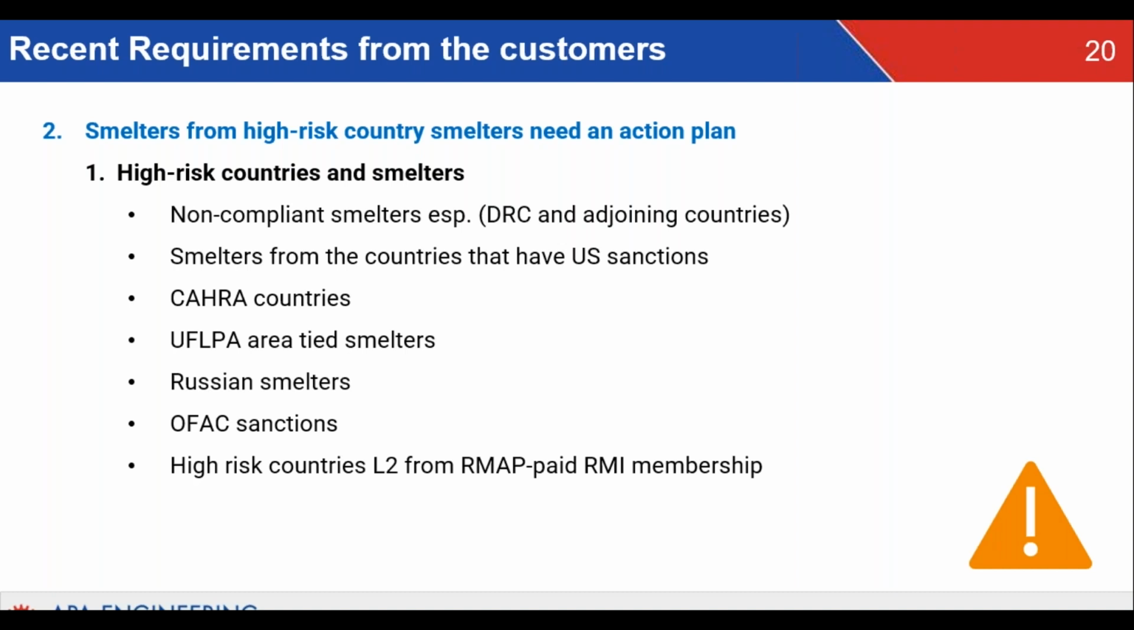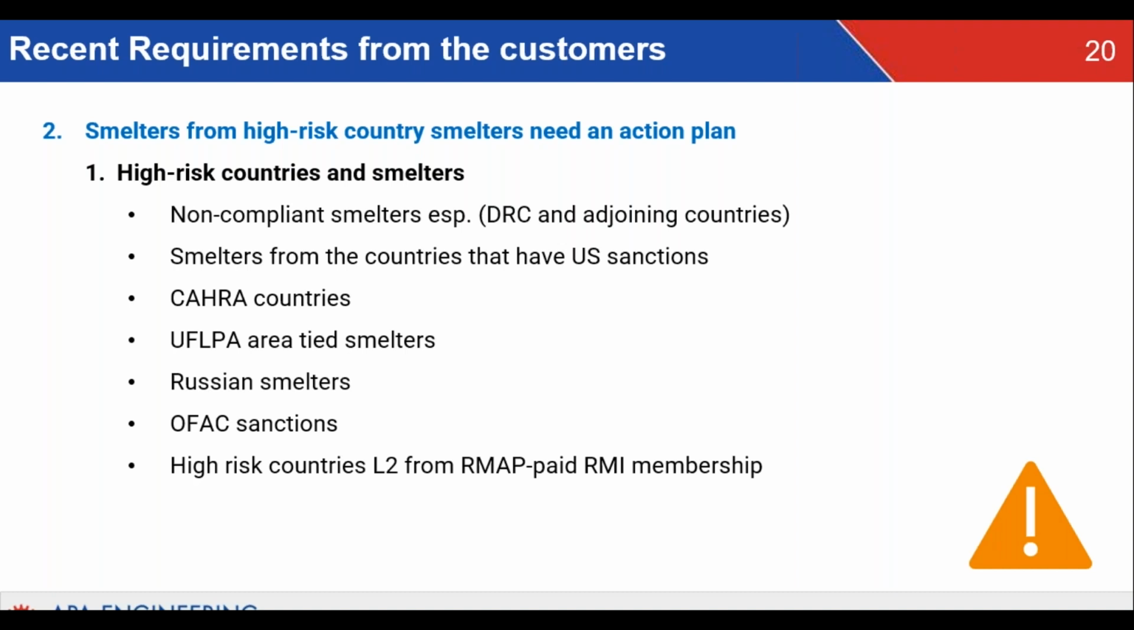So they want to know who are the non-compliant smelters outright. This is much simpler. Then the other one is they want to know the smelters from countries that have sanctions. There have been a lot of sanctions imposed lately. And then you also have CAHRA countries. And you also have UFLPA area type smelters. This is basically all the smelters in the China Uyghur region, because there was a lot of forced labor going on. So there is a sanction, and people who are going to import something from that region have to comply with the conflict mineral regulation.